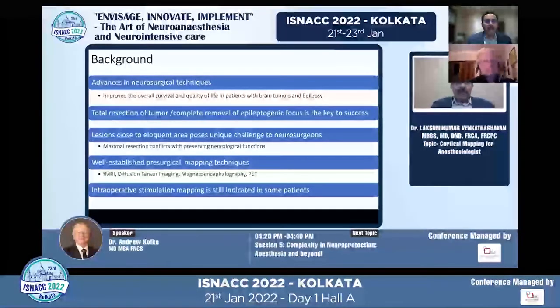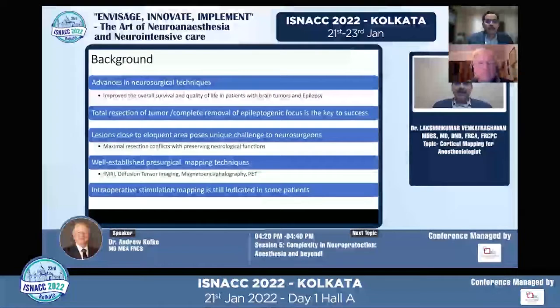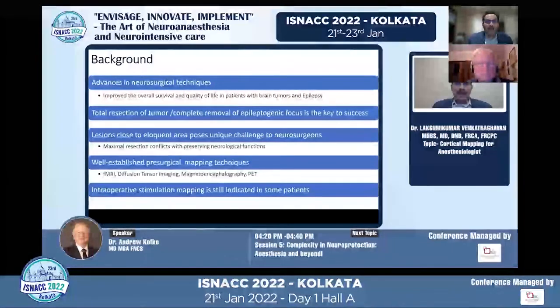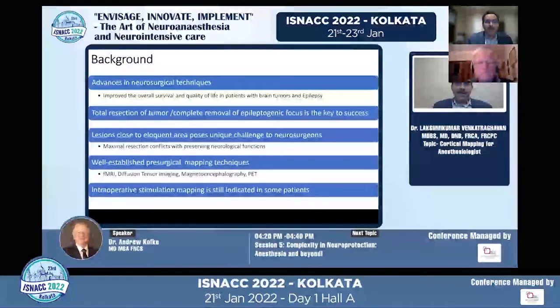As we all know, advances in neurosurgical techniques have improved the overall quality of life of patients with brain tumors and epilepsy. Total resection of the tumor or complete removal of the epileptogenic focus is the key to success. Lesions close to eloquent areas pose a unique challenge to neurosurgeons. There is a conflict between maximal resection and preserving neurological functions.